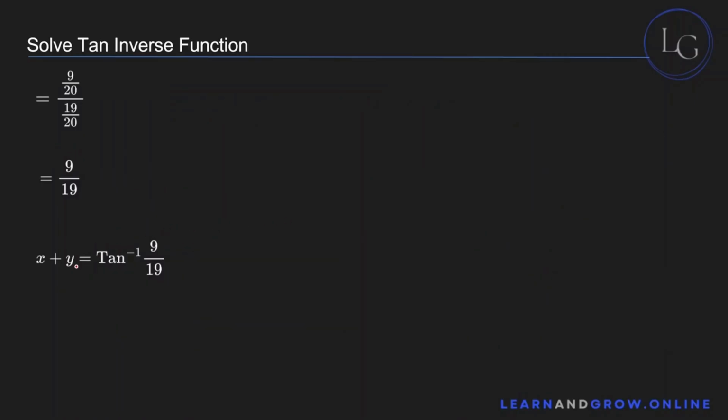So x plus y is equal to tangent inverse of 9 by 19, right? Because tangent of x plus y was equal to 9 by 19, so x plus y is equal to tangent inverse of 9 by 19. So tangent inverse of 1 by 4 plus tangent inverse of 1 by 5 is equal to tangent inverse of 9 by 19. A very simple proof that we have done.